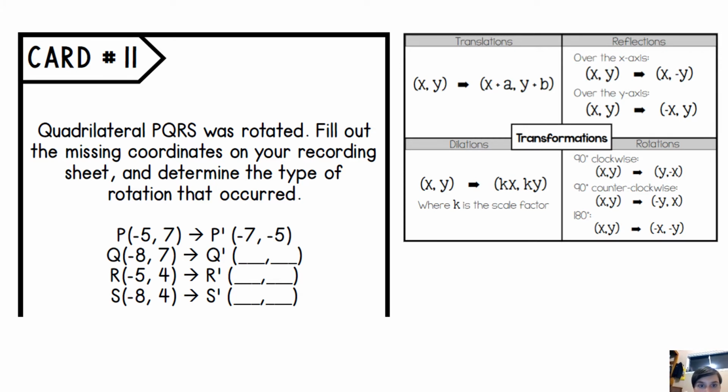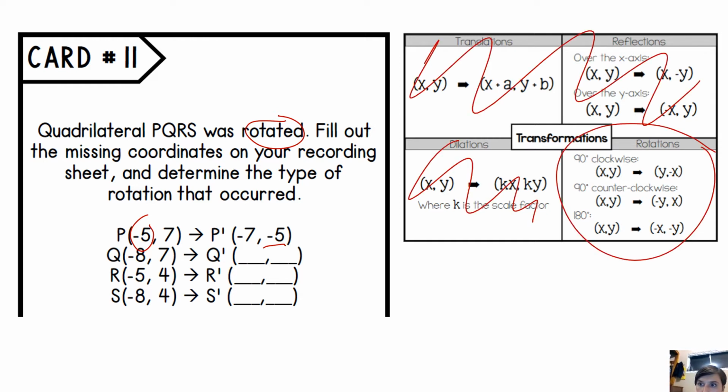Home stretch. Quadrilateral PQRS was rotated. Boom, rotated. Fill out the missing coordinates on your recording sheet and then determine the type of rotation that occurred. So -5. Ooh, here's a -5. Well, we know we're not looking at this. We're looking at this. Okay, well they flip-flopped, so it's not going to be this one because here the X and Y are still in the same position, but they flip-flopped, so that ain't it.